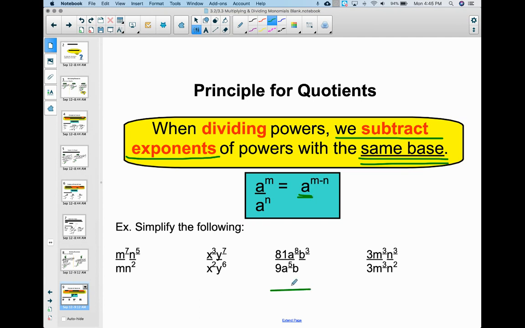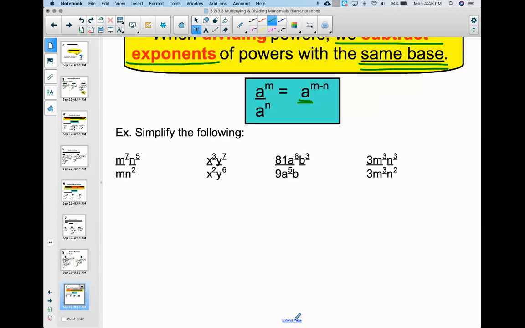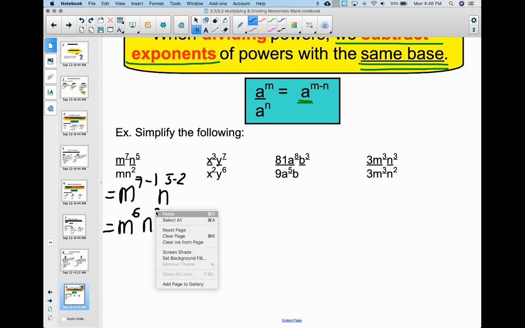Let's look at some examples. m to the power of 7 and n to the power of 5, divided by m to the power of 1, in this case, as it's not mentioned, and n to the power of 2. So we can simply subtract the powers from the same base. And in this case, we end up with m to the power of 6, n to the power of 3.